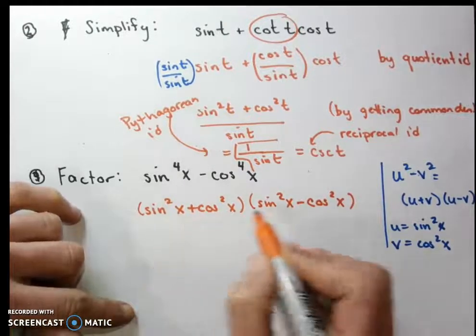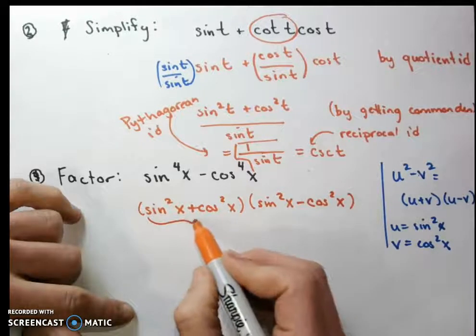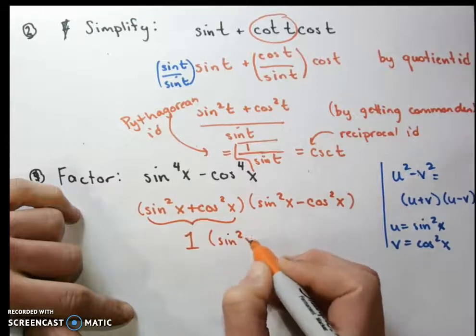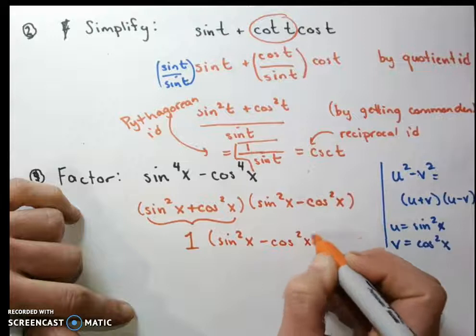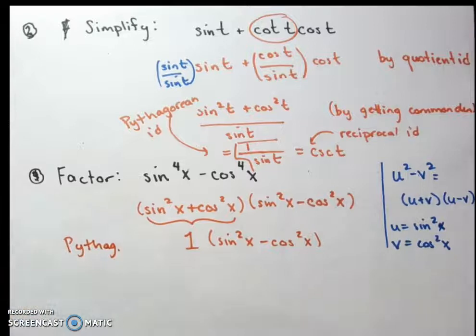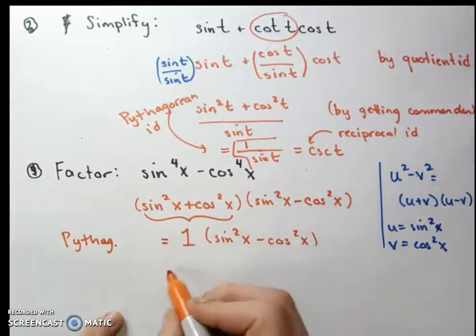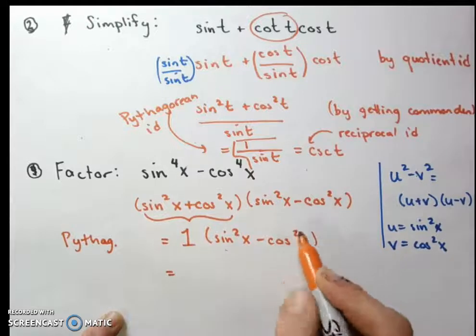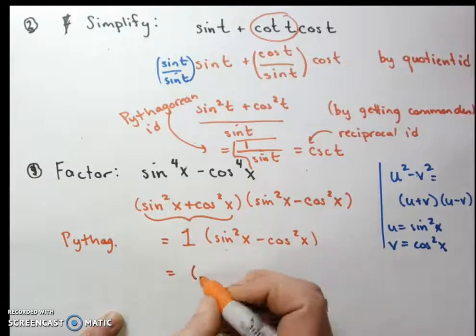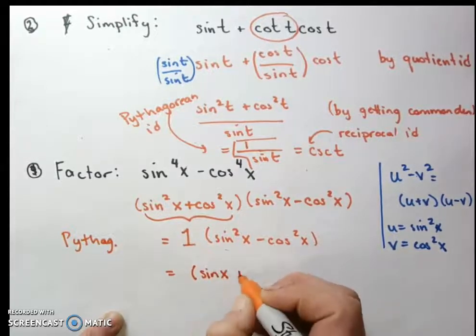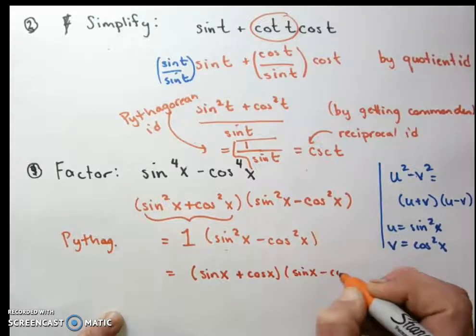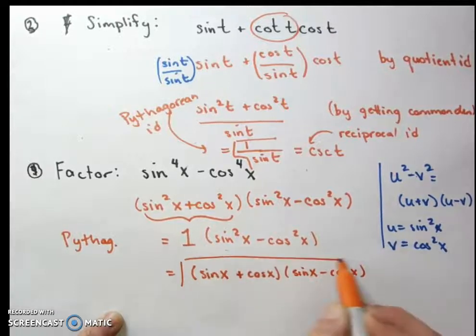And what do you see that simplifies here? Sine squared plus cosine squared is 1. And that's the Pythagorean identity again. So that's a really, really important identity. It comes up a lot. But I can continue to factor this expression because this also looks like u squared minus v squared, where in this case u is sine and v is cosine. So this further factors as sine x plus cosine x times sine x minus cosine x. And that will be my final answer.